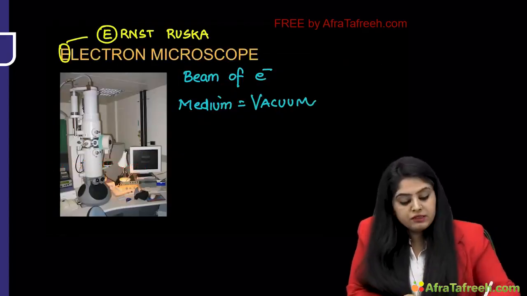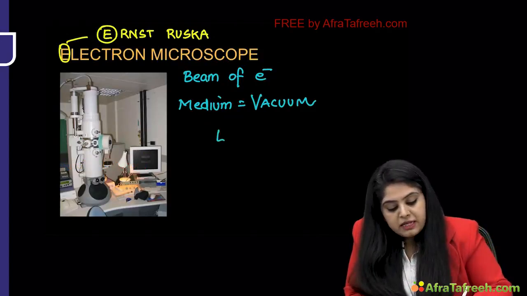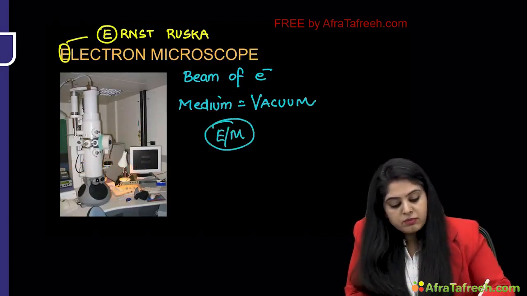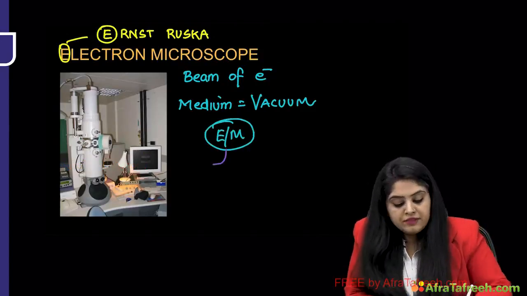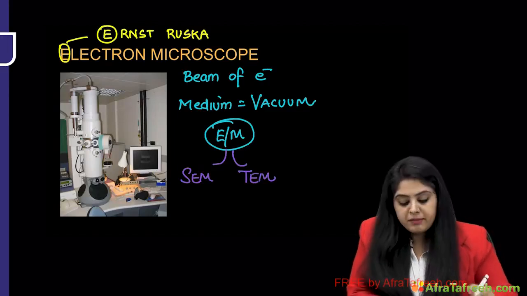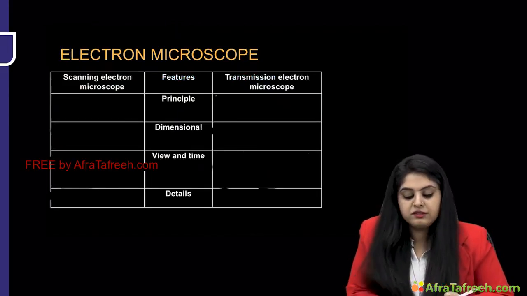But nowadays, please remember, there are different types of electron microscopes. Now I'm talking solely about electron. There is something called SEM and TEM. SEM and TEM are going to be there. Now what is SEM and TEM? So let's go on to this.